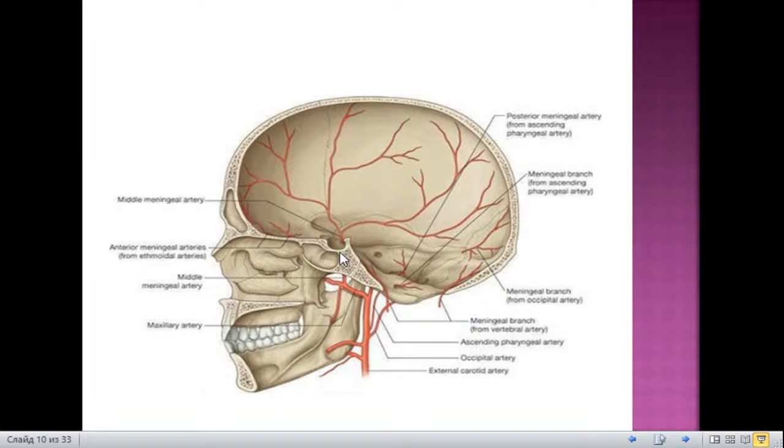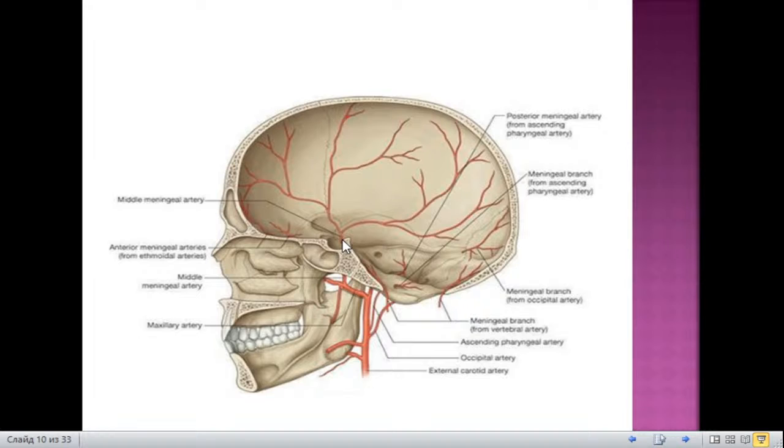Accessory branch goes to the oval foramen. So what is inside of oval foramen? Just last week you studied that mandibular nerve goes through the oval foramen. So accessory branch of middle meningeal artery goes to the oval foramen, enters cranial cavity through this foramen, and it goes to supply trigeminal ganglion. So it happens out of skull.